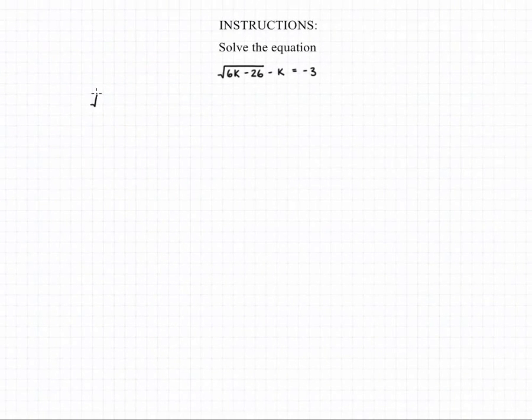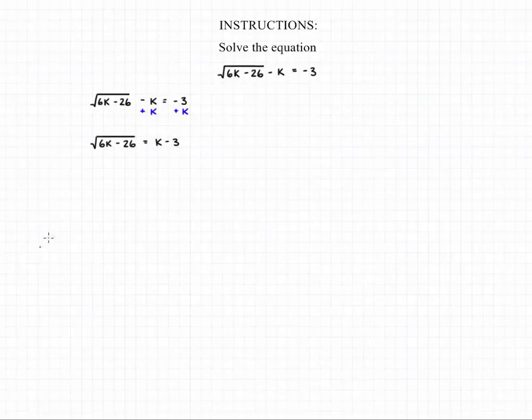In order to solve an equation where we have a variable inside a radical, we first need to isolate that radical on one side of the equation. So in this case, we need to add k to both sides of the equation, and that is going to give us the square root of 6k minus 26 is equal to k minus 3. Now that we've isolated the square root, we can cancel it by squaring both sides of the equation.